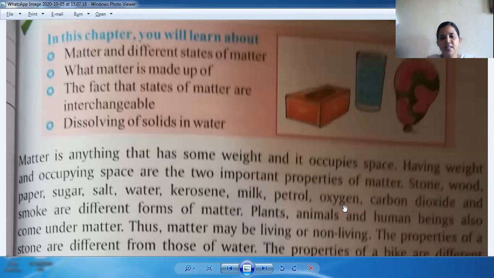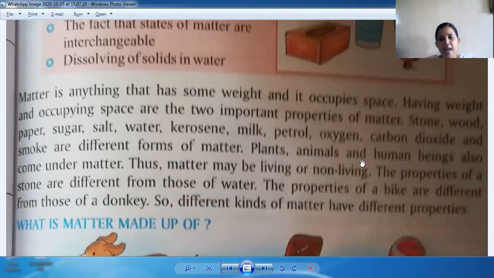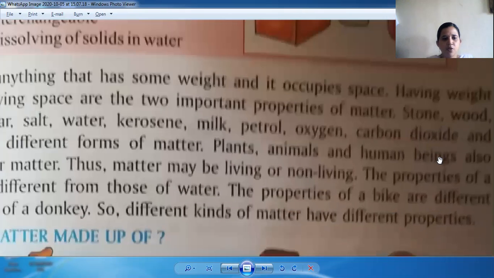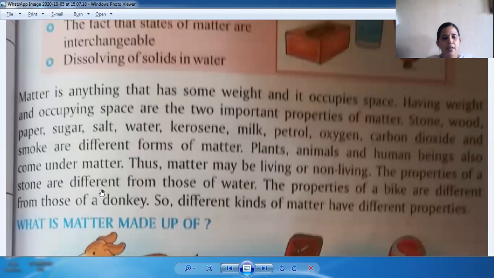And next, oxygen, carbon dioxide. The oxygen which we are taking in, and the carbon dioxide. These are all the gases. So in this way, the matter is classified into mainly three categories. And next thing is the plants, animals and human beings also come under the different types of matter. Thus matter may be living or non-living.